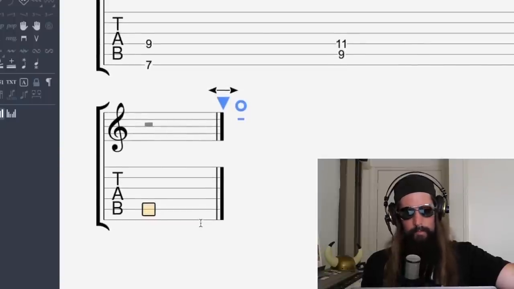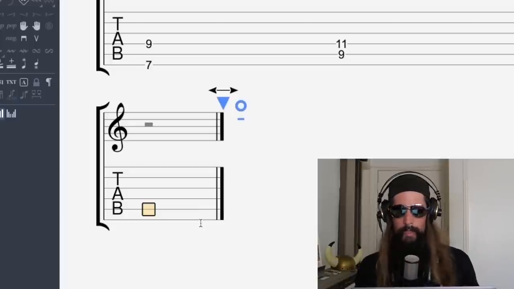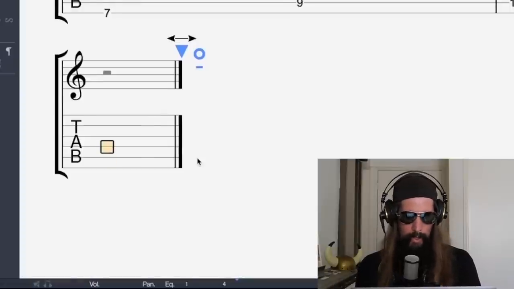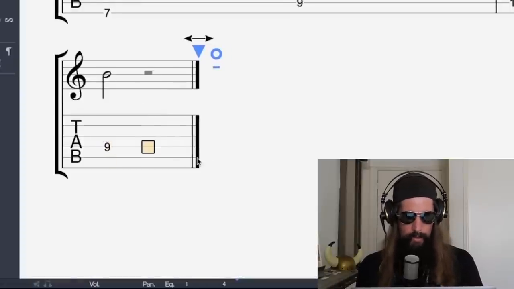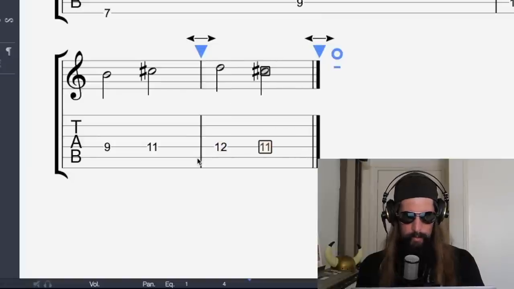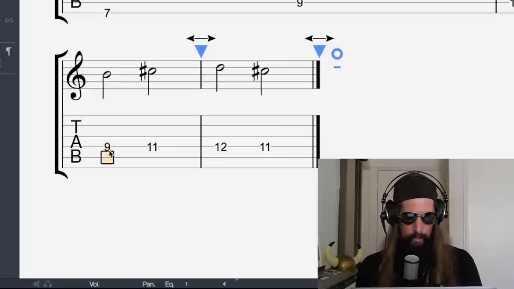So what's next? Let's do oblique motion. And again, I'm just going to keep that top line. This is all about making things easy. Okay, so there's our top line again. It's like a melody in and of itself.